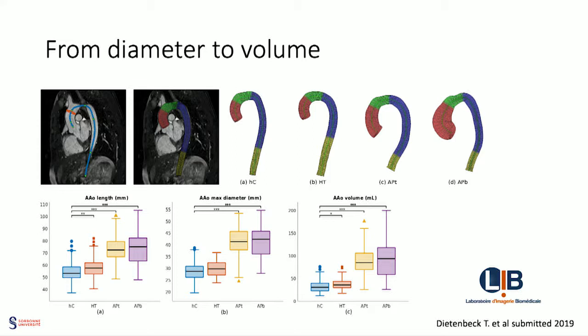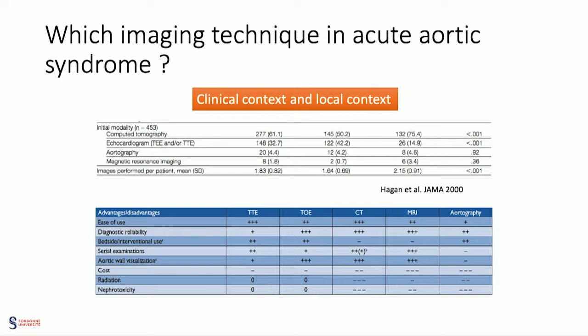And what was very interesting here is the ability, and Nadia Kashinora showed this morning, for volume to be able to distinguish the small changes in the hypertensive groups, but also have less variability in the aneurysm groups compared to diameters. What about acute aortic syndrome?